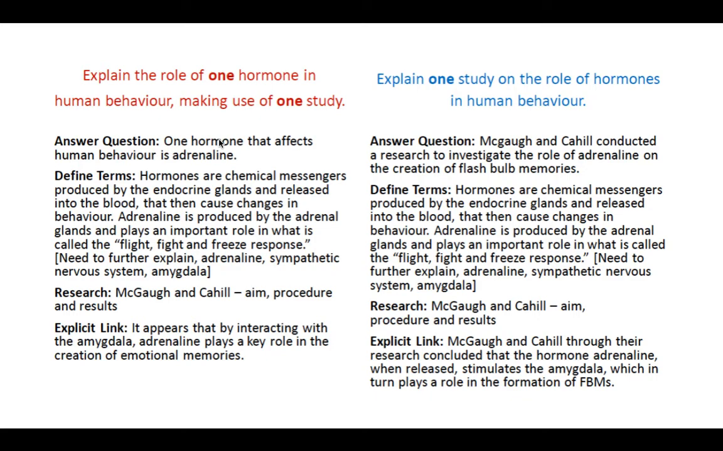So for you to demonstrate that you understand what the question is asking or demanding from you, the first sentence is very important. Like I said, very important. So in the very first sentence here, I would say one hormone that affects human behavior is adrenaline. And in the question where it's asking me to explain one study, I would answer by saying McGaugh and Cahill conducted a research to investigate the role of adrenaline on the creation of flashbulb memories.